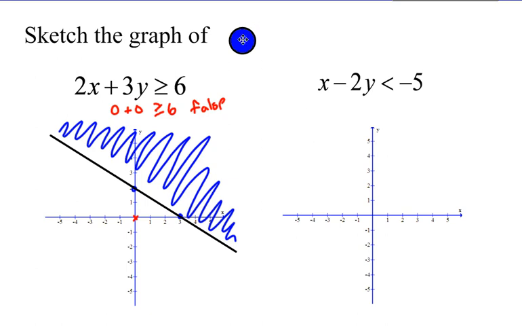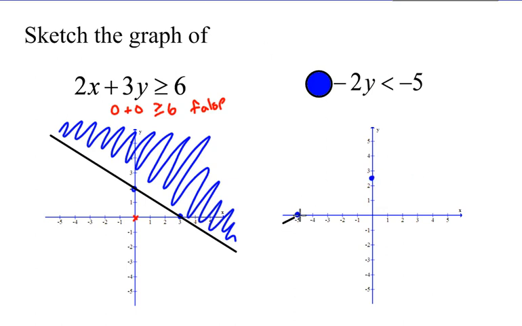All right, let's try the next one. Same idea. For the x-intercept, we cover up y, and we get x equal to -5. So I've got a -5 here. For my y-intercept, I cover up x. Now be careful, don't cover up that negative, just x. And now I'm going to take -5 divided by -2, and my y-intercept comes out to be 2.5.